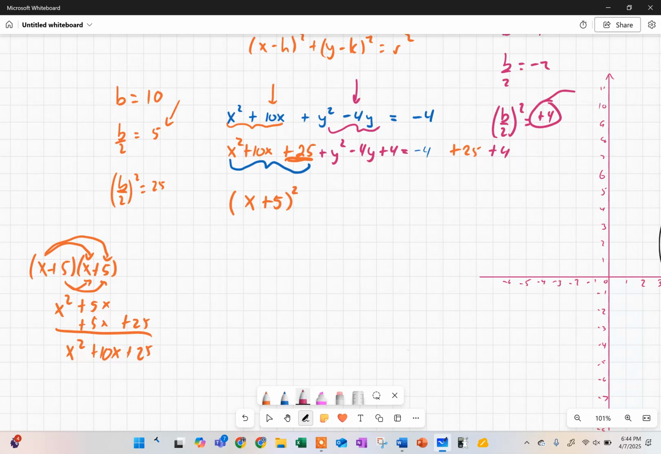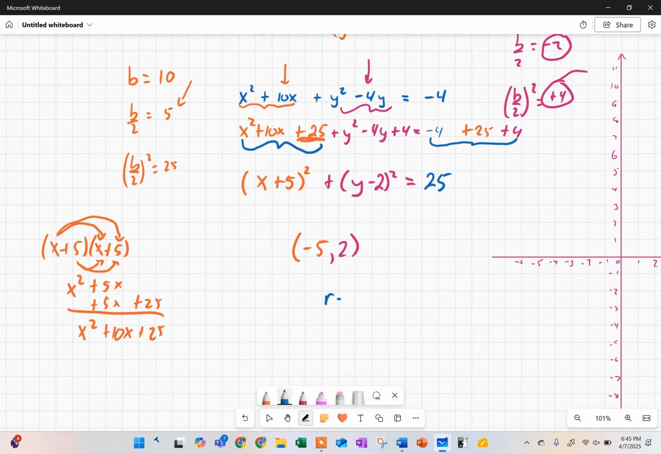So here, my b over 2 was negative 2. So this is going to become (y − 2)². And that's it. Equals, and now I'm going to find the sum of those numbers, which is 25. So as we said before, my center point will be (−5, 2), and my radius is 5.